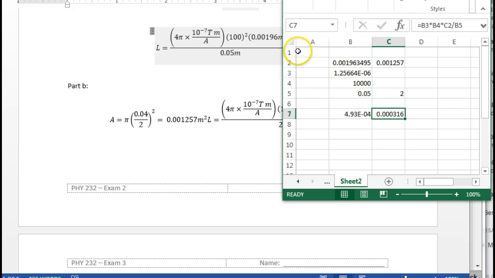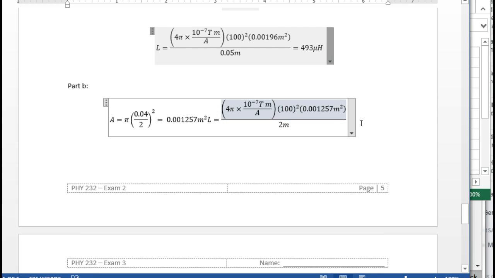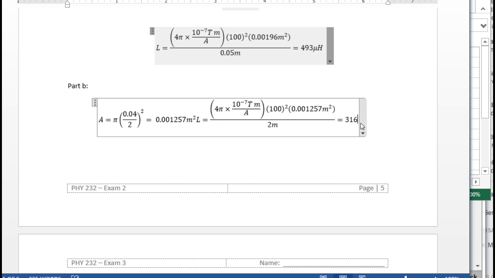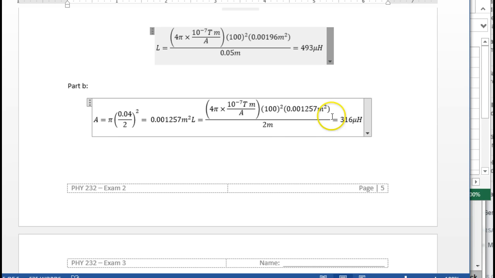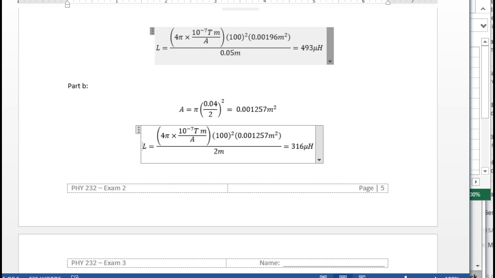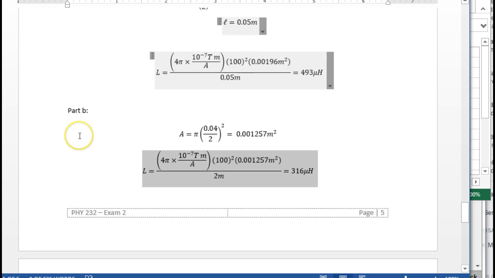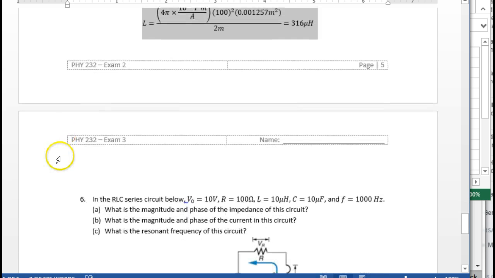Okay. And this is 316 microhenries. Oh, my pardons. I did not realize I'd done that. Right. 316 microhenries is the new inductance after stretching this slinky. And that's it for problem 5.